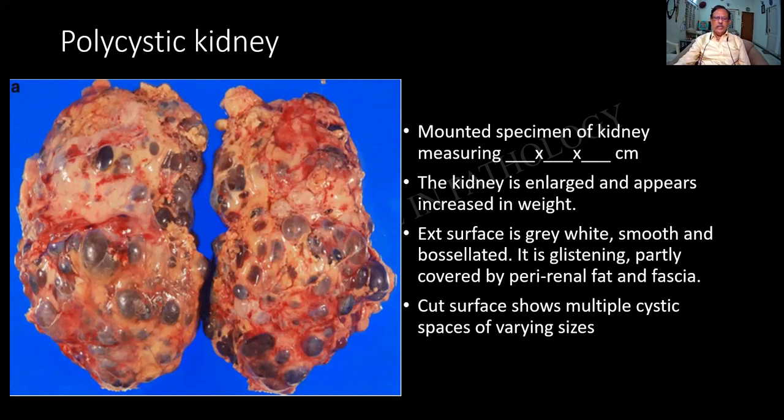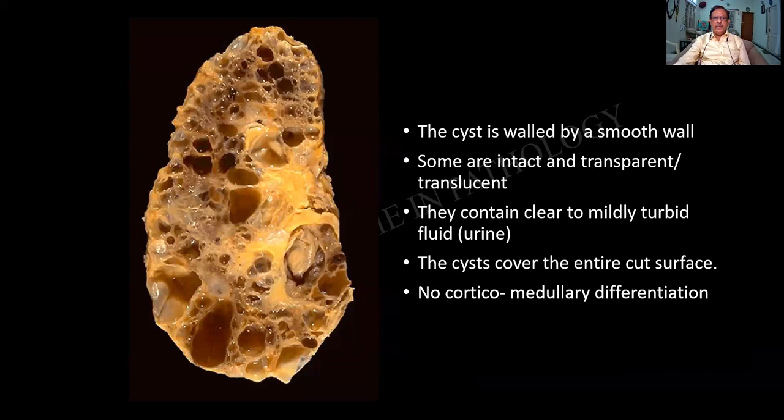The cut surface shows multiple cystic lesions as we had seen or will be seeing in this. So this is the cut surface of the kidney. I find that cyst means each one of these. Look at this minute cyst as well as the larger one. They are all walled by a smooth inner wall. Some are intact, transparent and translucent. So I find that some of them have not been cut through. They are transparent because they contain the straw colored urine.